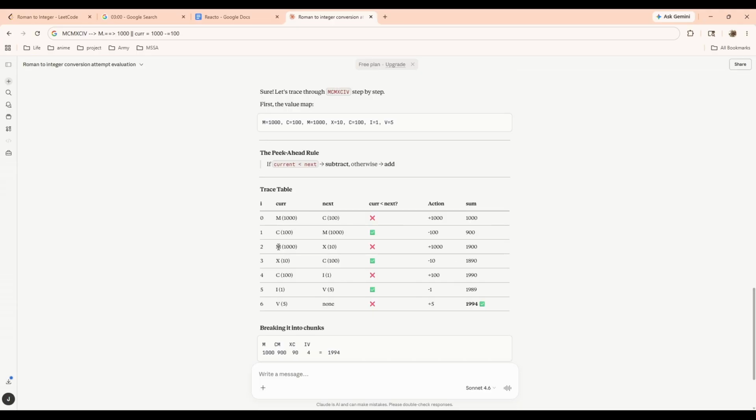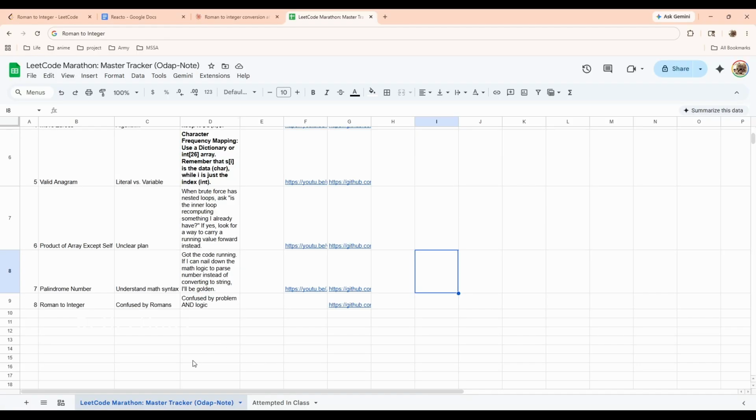Okay, next is M. It's bigger, so we just... why would they do this to us? Okay. X is smaller, so okay. Today we tackled Roman to integer.